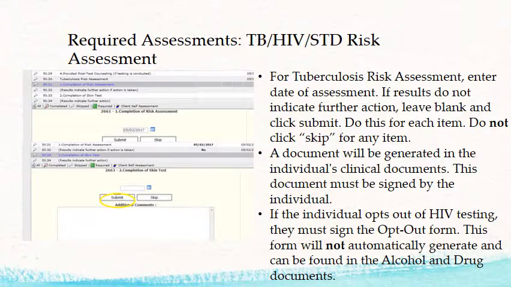If the client opts out of HIV testing, they do need to sign the opt-out form, and this form does not automatically generate, so you'll need to go under the alcohol and drug documents and generate that form and have the client sign. And it's a very brief form, like one sentence. They just indicate that they were offered testing and that they opt out. I do like to, even if the client does opt out, go ahead and provide that information of where they can go to get testing. If they decide to do that in the future, generally it would be their general practitioner or the local health department.